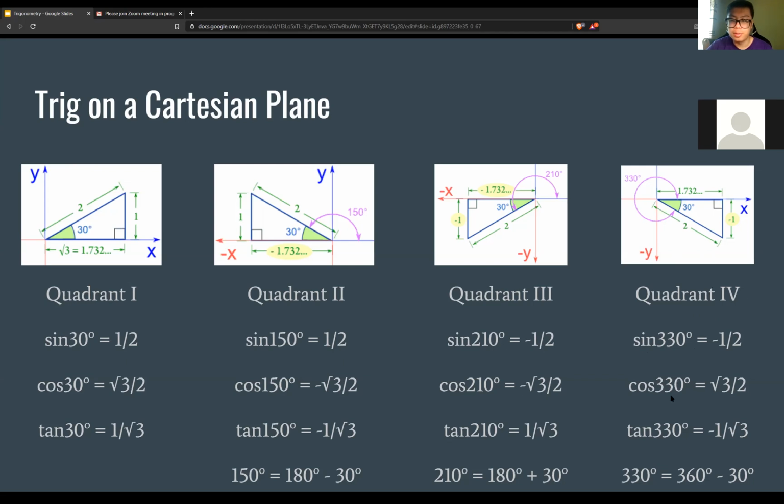Cosine of 330 degrees. So that's x over r. Here x and r are both positive. So that means the cosine ratio is also positive, which is square root 3 over 2.